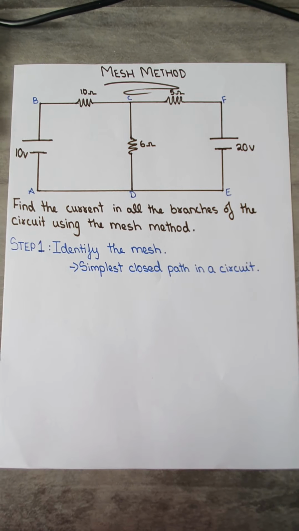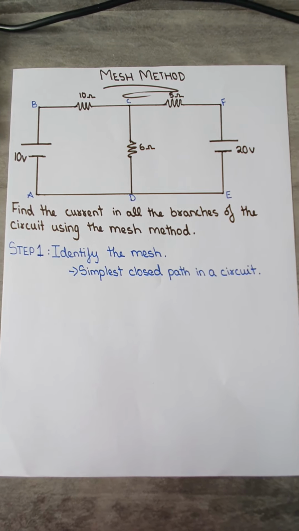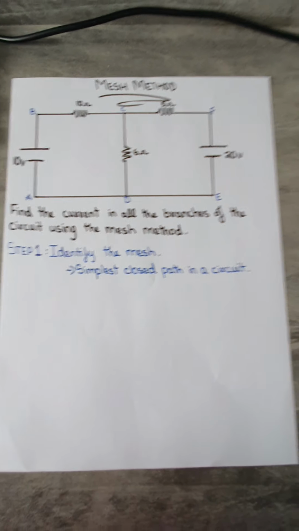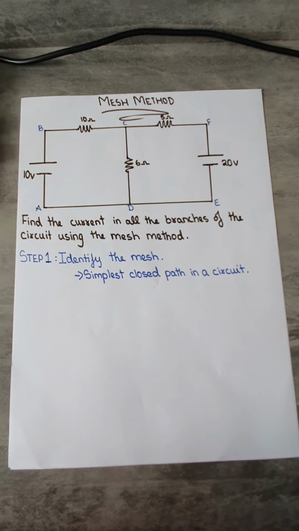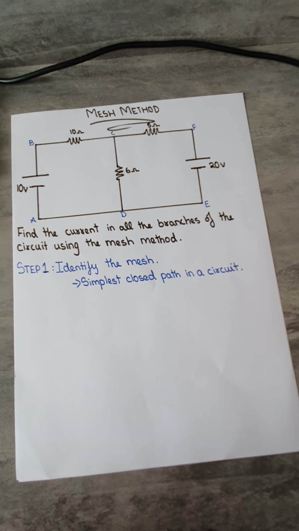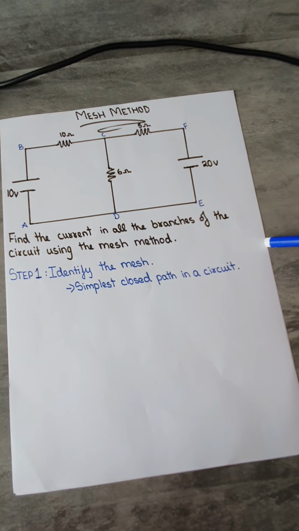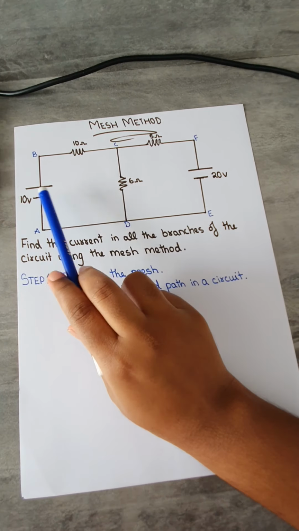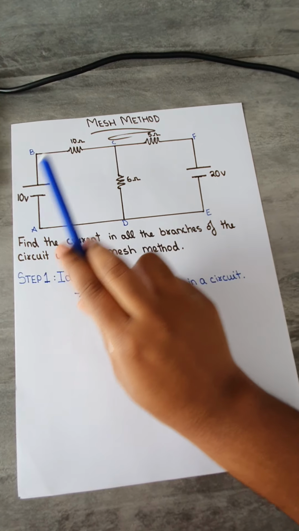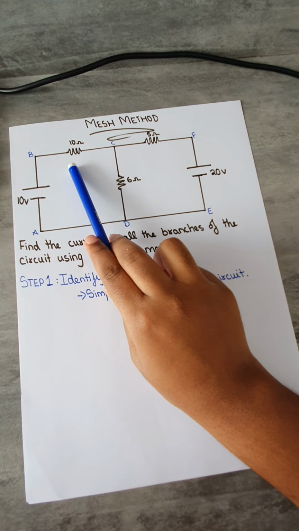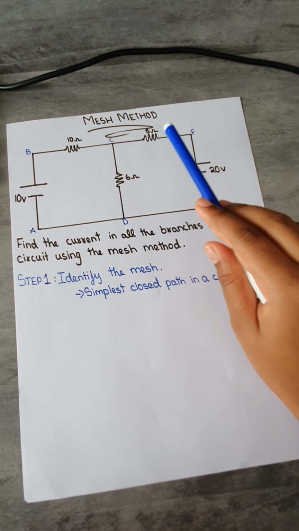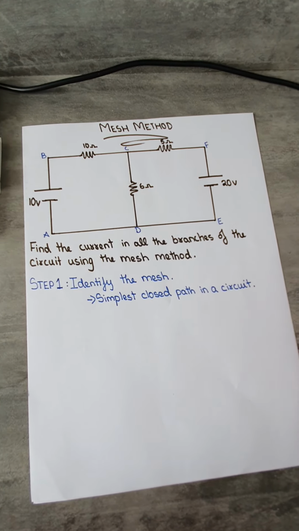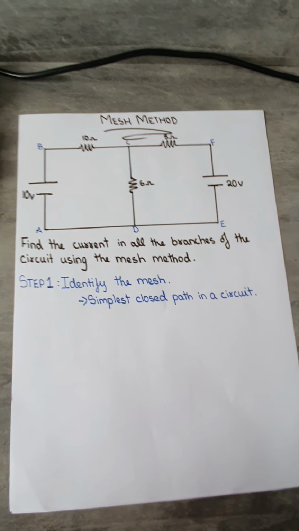Hey everyone! Today we'll be looking into how to solve problems using the mesh method. So here I have a simple question which we can solve now. Find the current in all the branches of the circuit using the mesh method. That's a 10 volt battery and then a 10 ohm resistor, a 6 ohm resistor, a 5 ohm resistor and a 20 volt battery. So we'll be solving this problem step by step.